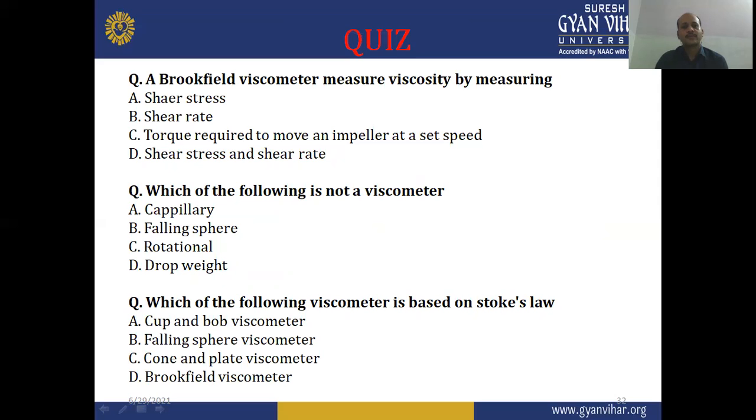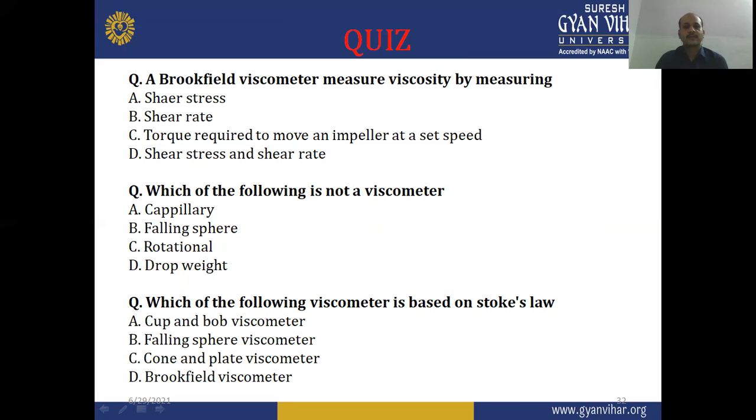A Brookfield viscometer measures viscosity by measuring: A, shear stress; B, shear rate; C, torque required to move an impeller at a set speed; and D, shear stress and shear rate. So the Brookfield viscometer is a rotational type of viscometer. So you have to go through the material, go through the lecture and find out the principle, how the Brookfield viscometer measures the viscosity of different substances.